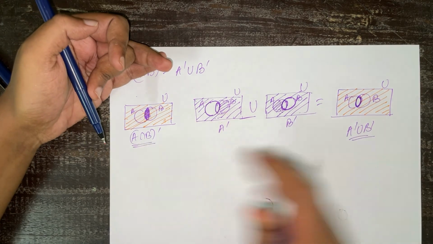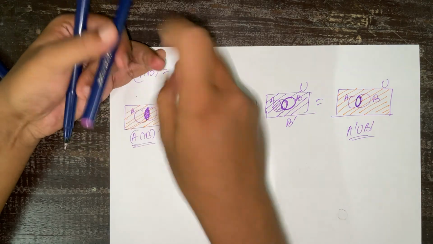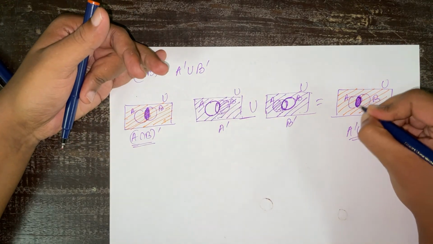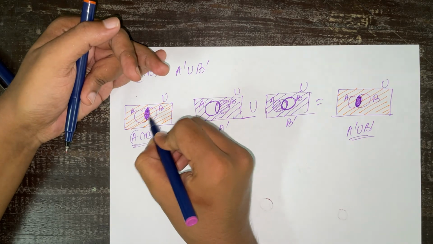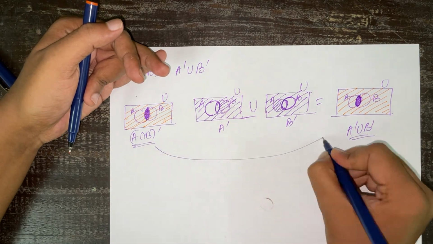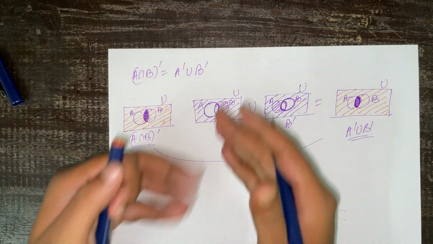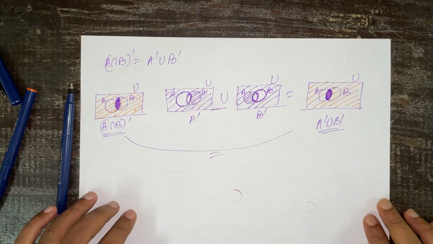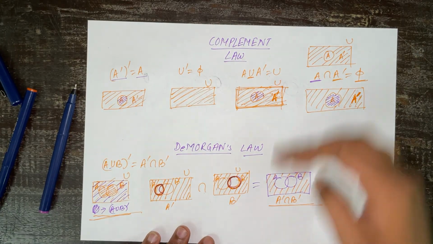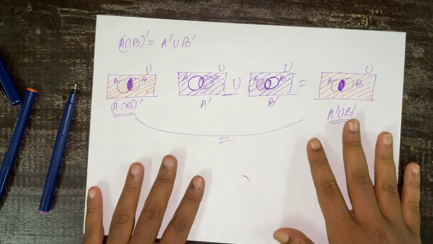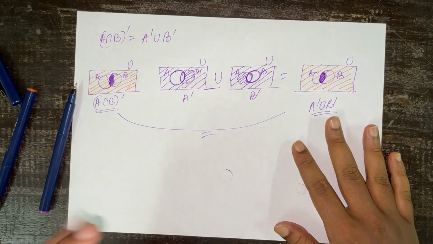Now let's compare these two. So here also this part has not been included, the purple part, the remaining everything is there. Here also this part is not included, everything else is there. That means these two are equal, and that's how we get the second De Morgan's law. So I hope you understood this one. We have done complement law, and in relation to complement law, the advanced version is De Morgan's law. So these two are the laws, the two very important laws, and sometimes students get confused.